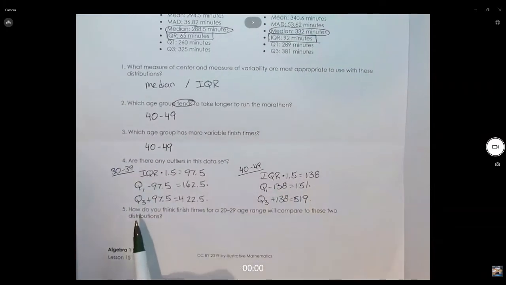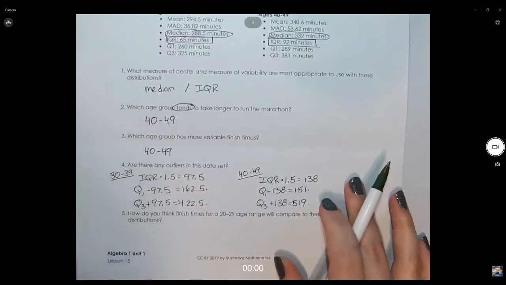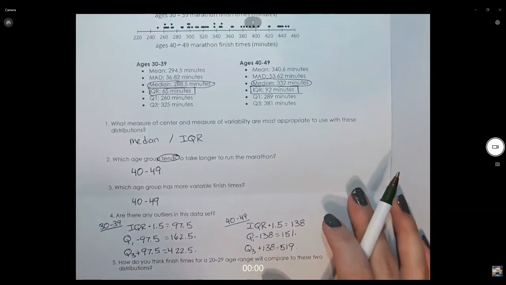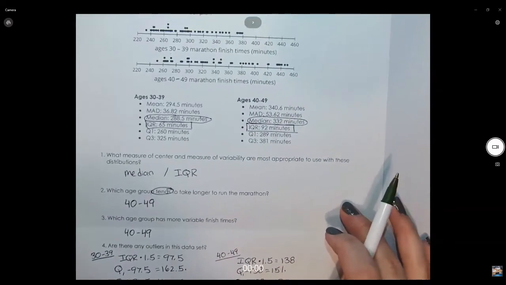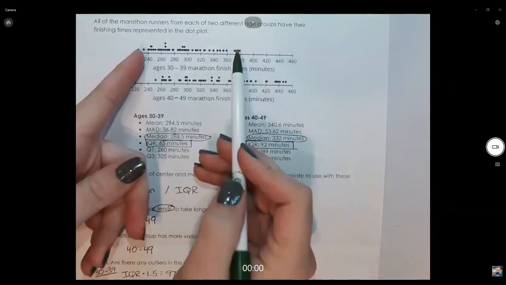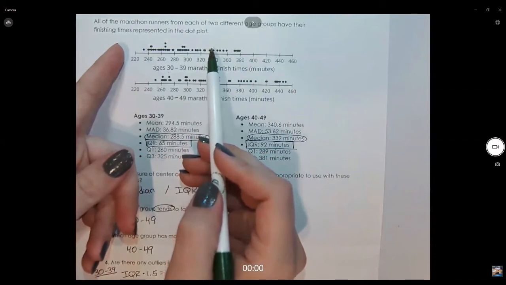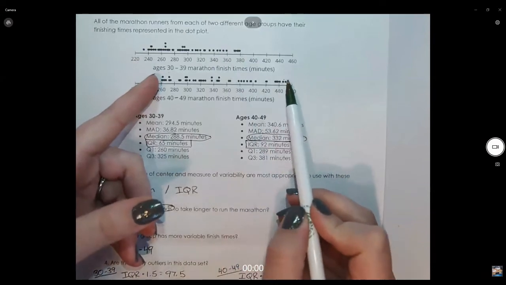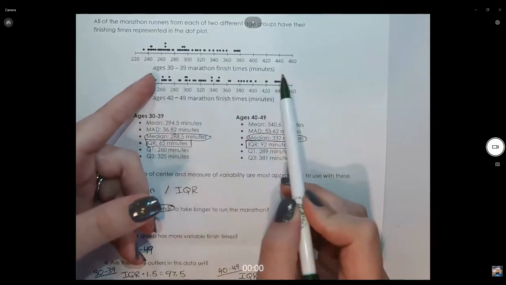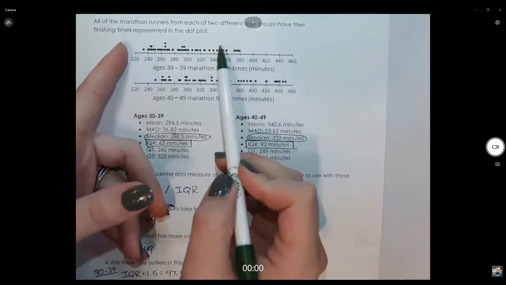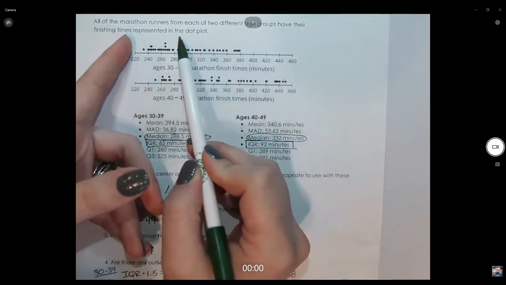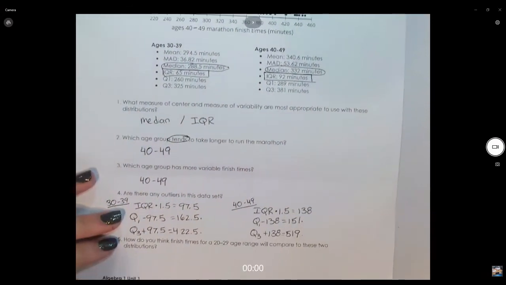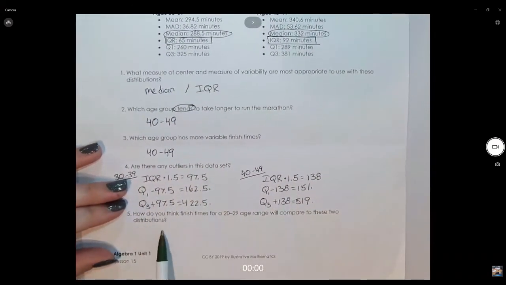The next question says, how do you think finish times for a 20 to 29 age range will compare to these two distributions? I'm going to assume that the younger runners are maybe a little bit more in shape, and maybe they run a little bit faster. So maybe their data is even more this way. I might assume that it'll be less spread out. You can see that the older they get, we've still got some people who are doing pretty good over here, but then we've got some people who are slowing down over here. So it might be even shorter times and maybe even a little bit closer together. But again, that's just an estimate. So really there's no right or wrong for this question.